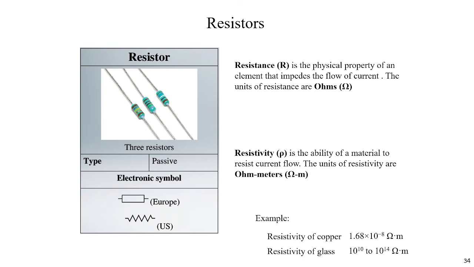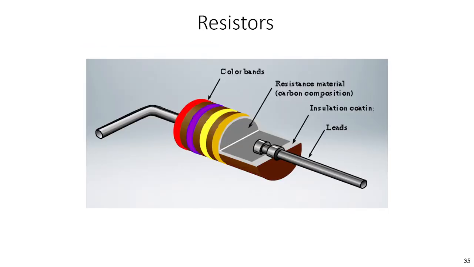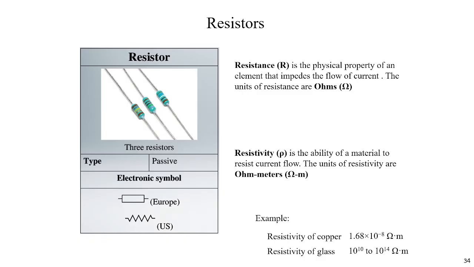The resistivity, which we call rho, is the ability of a material to resist current flow. The unit of resistivity is ohm meter. Each element will have a different resistivity to the current, and the total resistivity of the whole material we call resistance. And this is the inside of the resistor, right? For the resistor, we have a color band. The color band provides information about the resistance of this element.